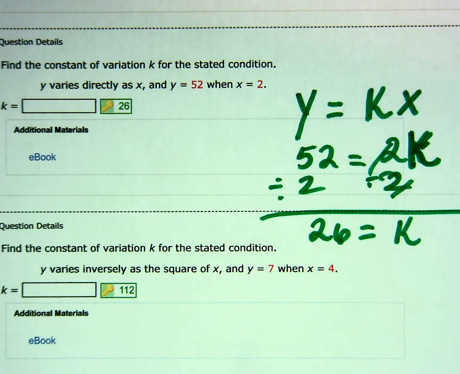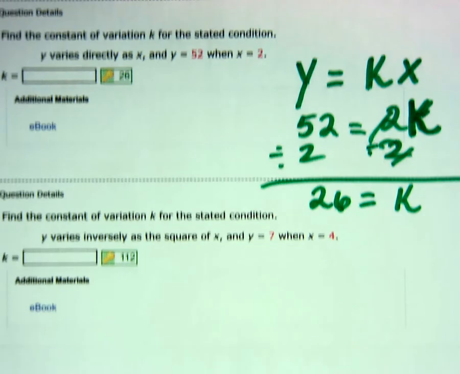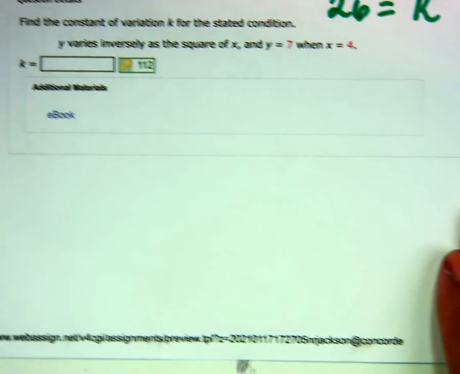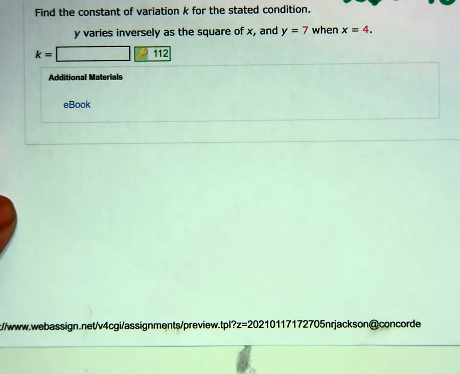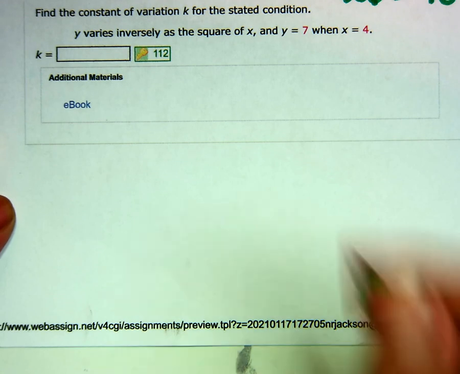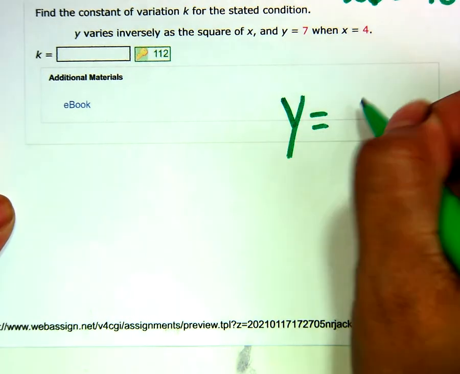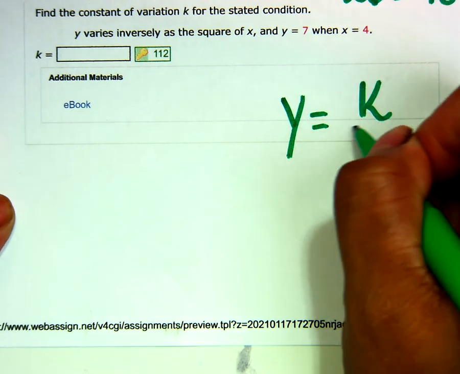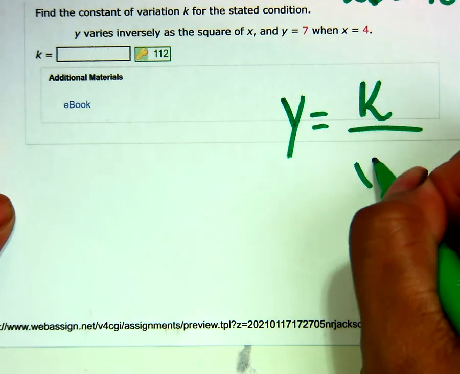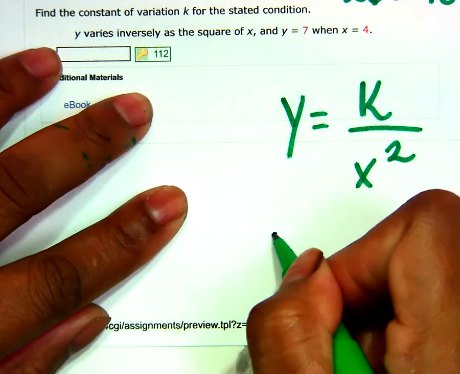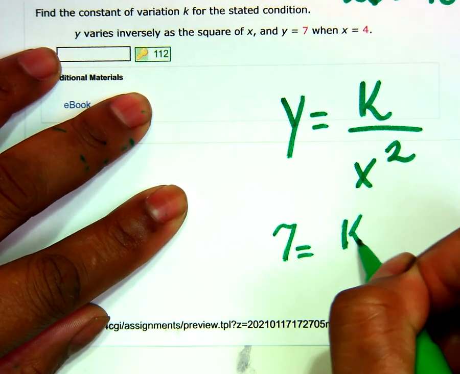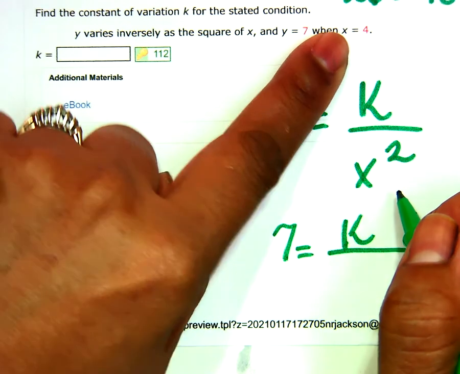Remember, multiplication is when it says varies directly. Division is where it's inverse. So let's check this one out. There we go. y varies inversely as the square of x, where y equals 7 and x equals 4. So y varies inversely, we know we've got to have a constant, as the square of x. Remember, inverse means fraction. So my y is 7. I don't know what my k is, and x is 4.